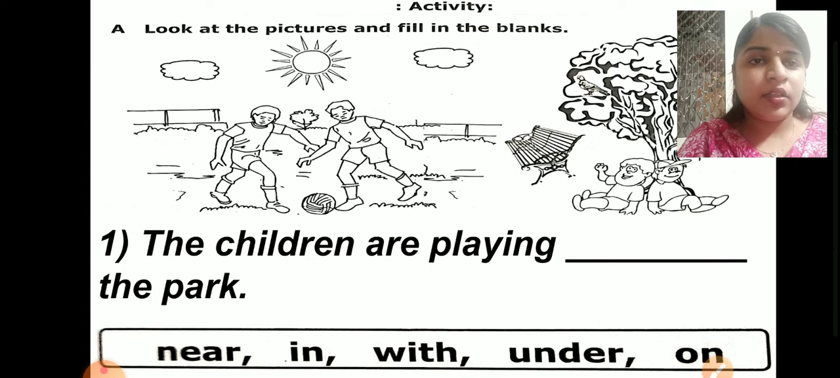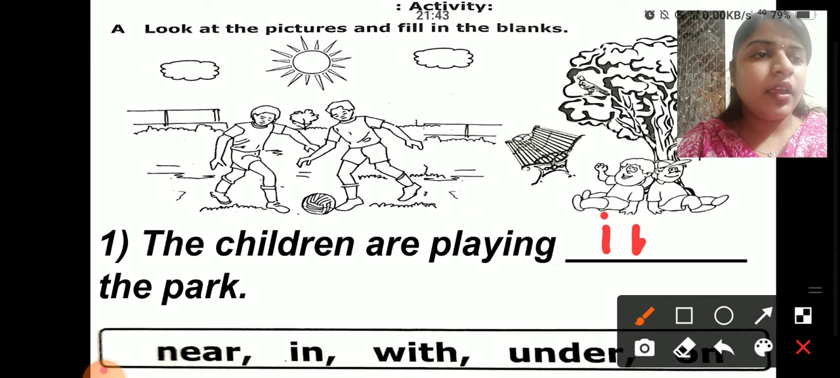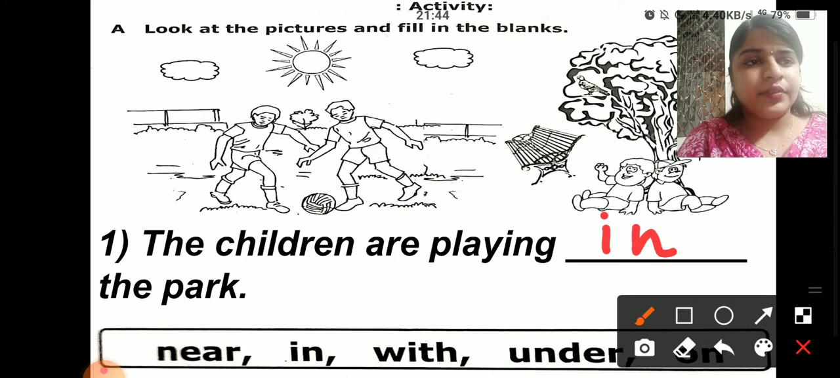The first one. The children are playing dash the park. The children are playing in the park. Okay, children? You're going to write it with me. Write it down. I-N, in the park. The children are playing in the park. In is our position word. Okay, children? Done, everyone? Good.